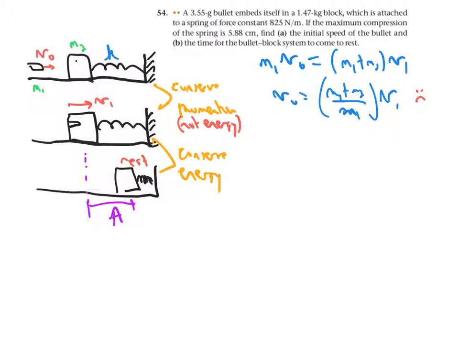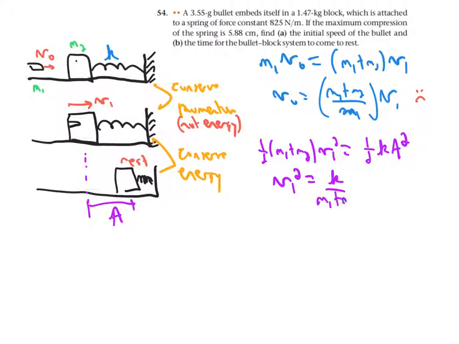We're going to say that the energy at the start, which is 1/2 the sum of the masses times v1 squared, is equal to the energy at the end, which is only potential because the masses have stopped moving. So it's just 1/2 K a squared. So we can find that v1 squared is K over m1 plus m2 times a squared. And I suppose we could get that number.